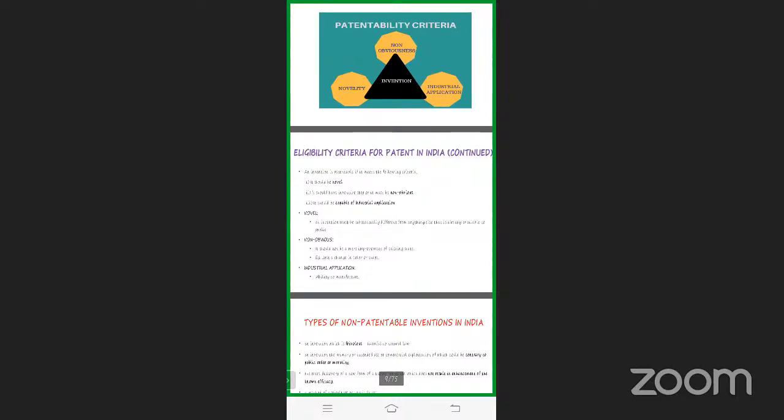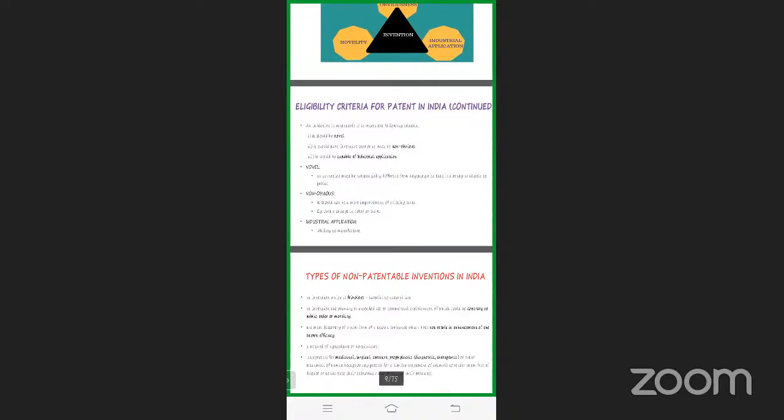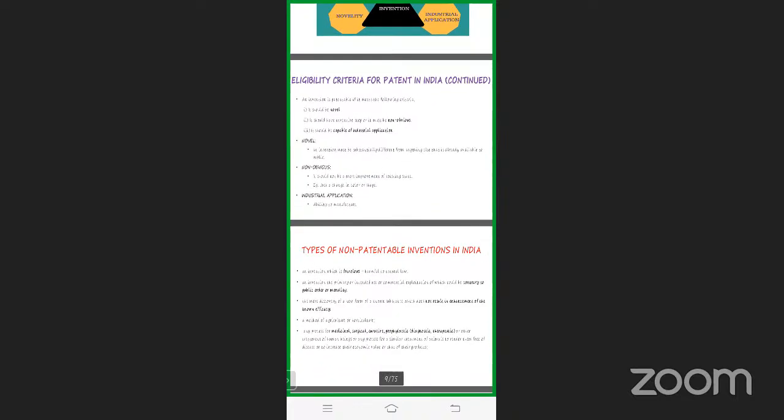Next, the eligibility criteria for patent in India. In India, for a particular process or a particular product to be eligible for patent, the first thing, it should be a novel one. Second thing, it should be non-obvious. And third one, it should be capable of industrial application. So what does a novel thing mean? A novel thing is regarded as an invention which is different from any other inventions, or it should not resemble some other invention which is already available in public.